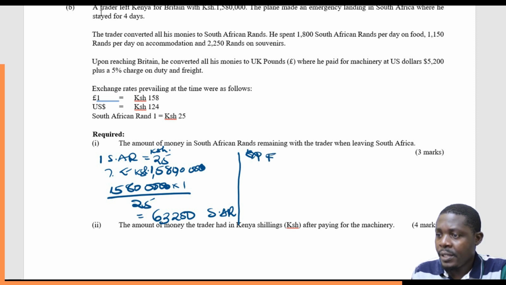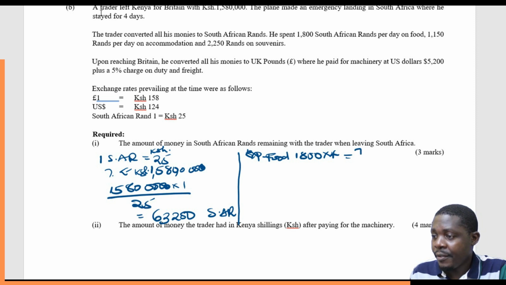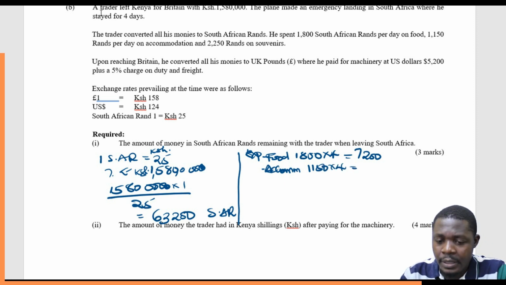We had for food. He spent 1,800 multiplied by 4 because he was there for 4 days. 1,800 we multiply by 4, we have 7,200. Then another thing, 1,150 on accommodations. Accommodation, it was 1,150. We multiply by 4 because he spent there 4 days. In that case, it's 1,150, we multiply by 4 again. That is 4,600.